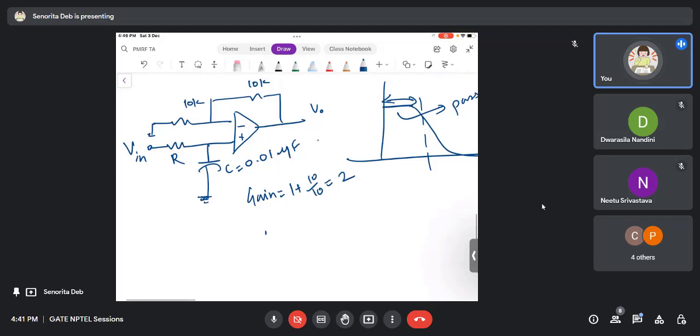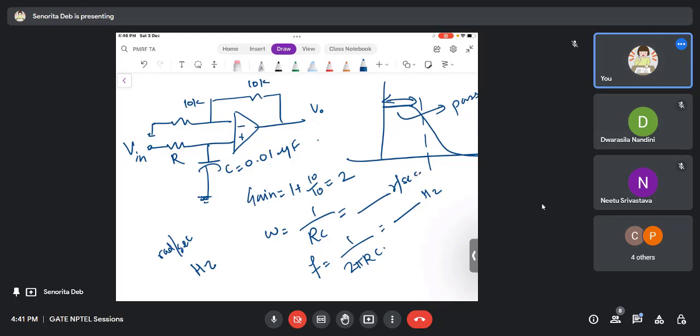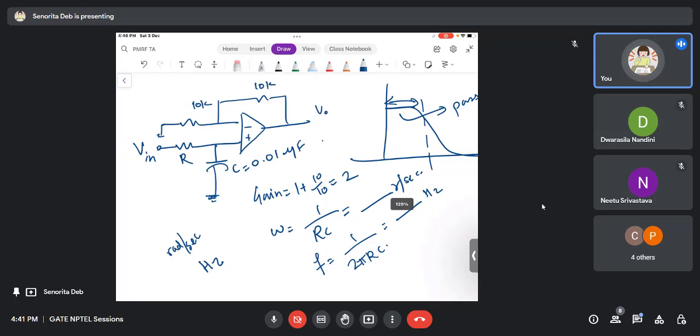What is the frequency? 1 by RC, depending on whatever unit they have given you. If they have given you radian per second, you will do omega. If they have given you hertz, you will do f, 1 by 2 pi RC. So this answer will be in hertz, this answer will be in radian per second. I'm not solving it, okay? So is this question clear? This question could have again come in this way.